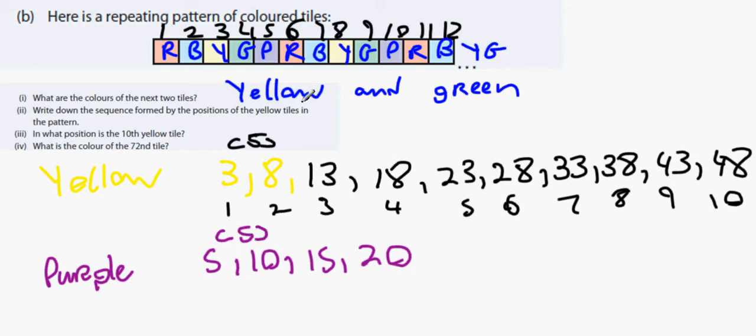The purple one should also be the 70th one, okay? And the 72nd one comes 2 colours after purple. And as we can see, 2 colours after purple is going to be a blue one. So the answer is blue. The 72nd tile should be blue.